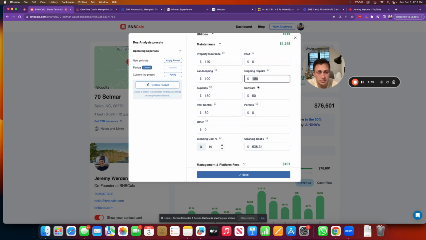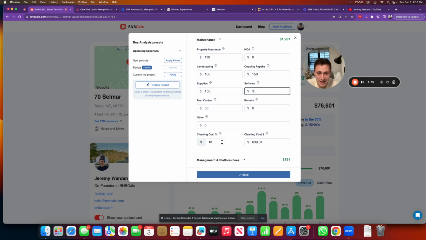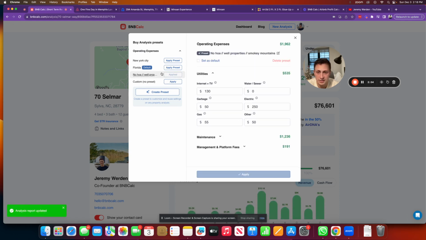Ongoing repairs, I want to budget for that. Software, I know my stack is $38 a month, what I pay for my software. Supplies, keeping that in there. Pest control. I don't have to pay for permits generally in that area, so I'm going to put that as 0. And then what I'm going to do is save this.